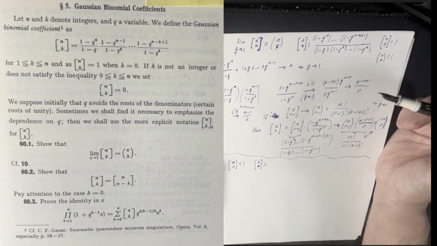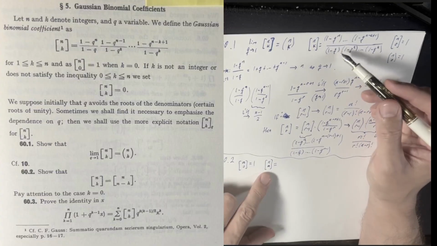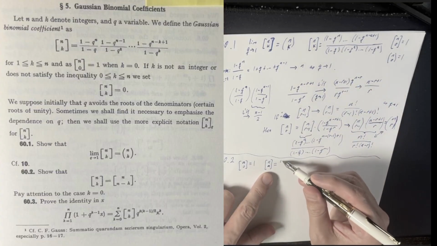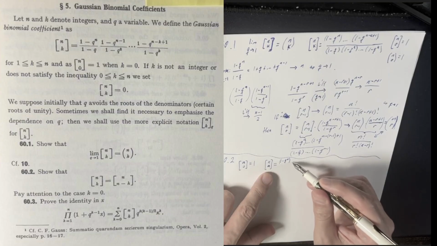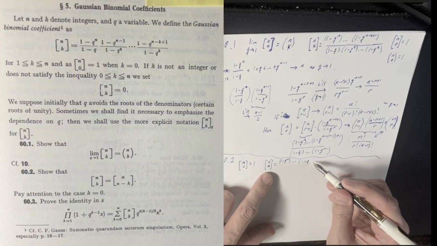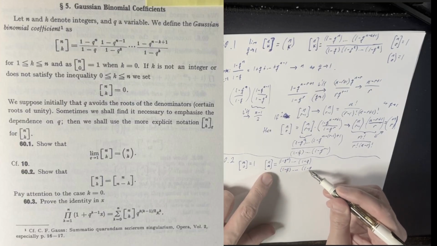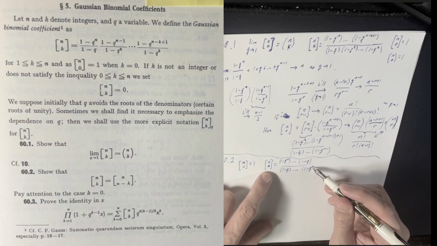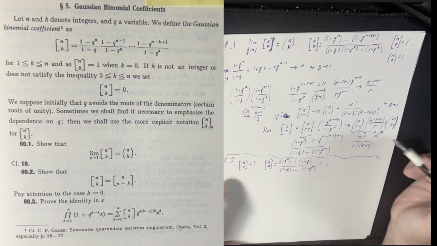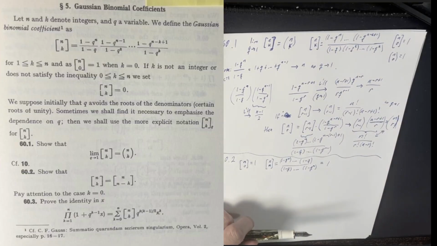I don't know why I would have to pay special attention to it. You can see that you're getting 1. You get 1 minus q to the n, all the way down to 1 minus q. But then downstairs you start at 1 minus q and you go all the way up to 1 minus q to the k, but k is n. So this is 1. So I'm not sure what... pay special attention to it.